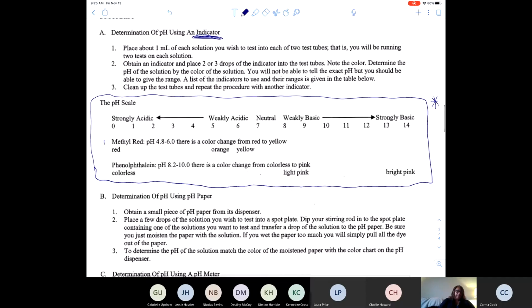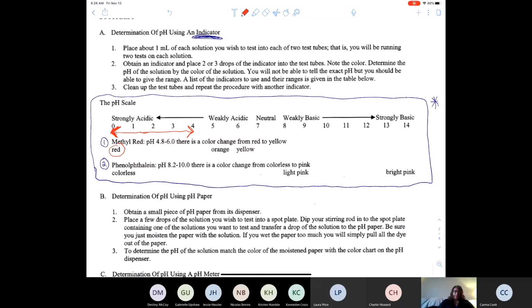So as stated, we're going to be testing 2 different indicators, and we're going to place 2 or 3 drops of each of these indicators in solutions of tap water, ammonia, and club soda. So when we put methyl red in each of those solutions, if it stays red, then that means the pH is going to be on the low end of the scale. So if adding the methyl red to the solution turns the solution red, that means you're in this range.